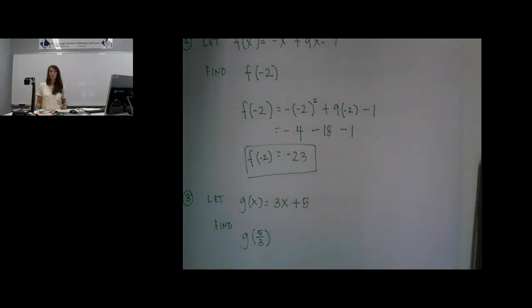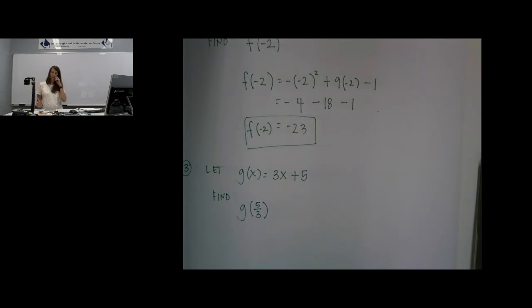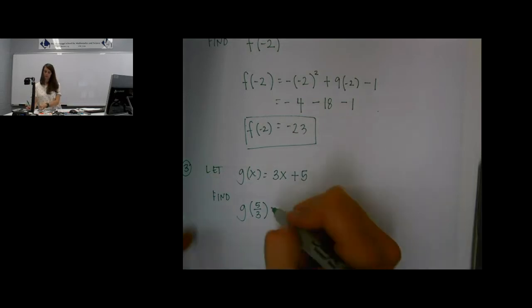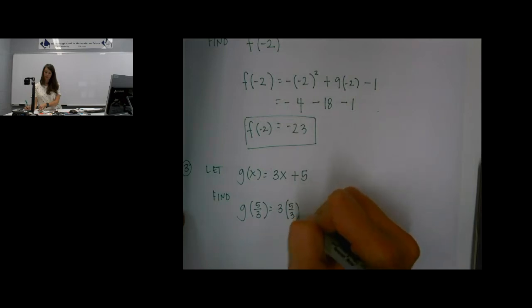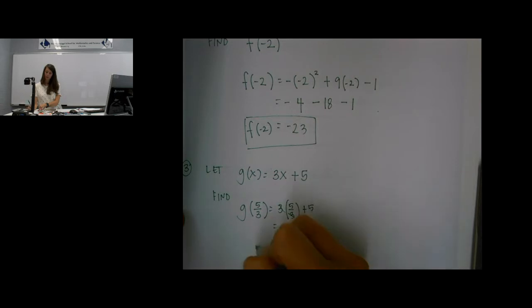Okay, so what about this one? We've got let g of x equal 3x plus 5 and find g of 5/3. So y'all try to do this one for me. Okay, so I'm going to have 3 times 5/3 plus 5. The 3's are going to go away, so I'm going to be left with 5 plus 5, which is 10. So g of 5/3 is equal to 10.